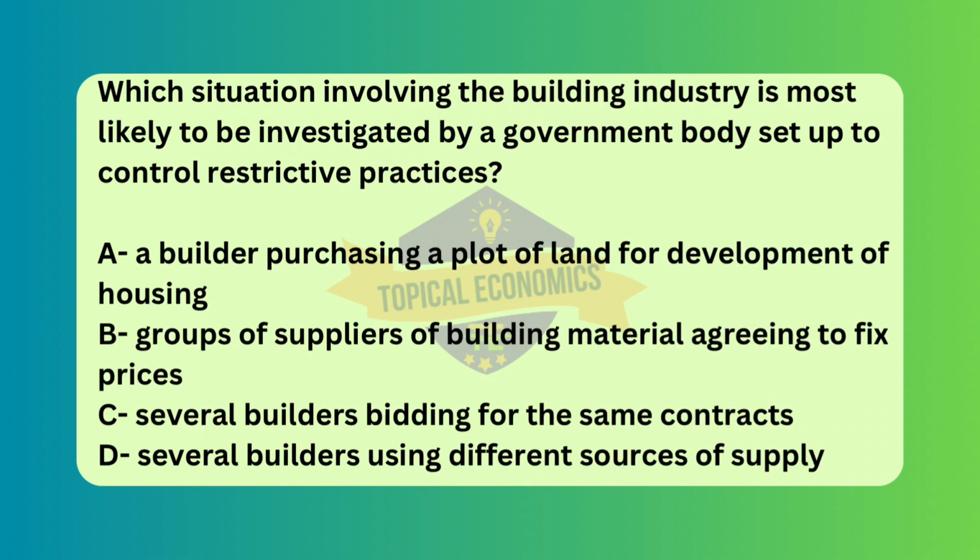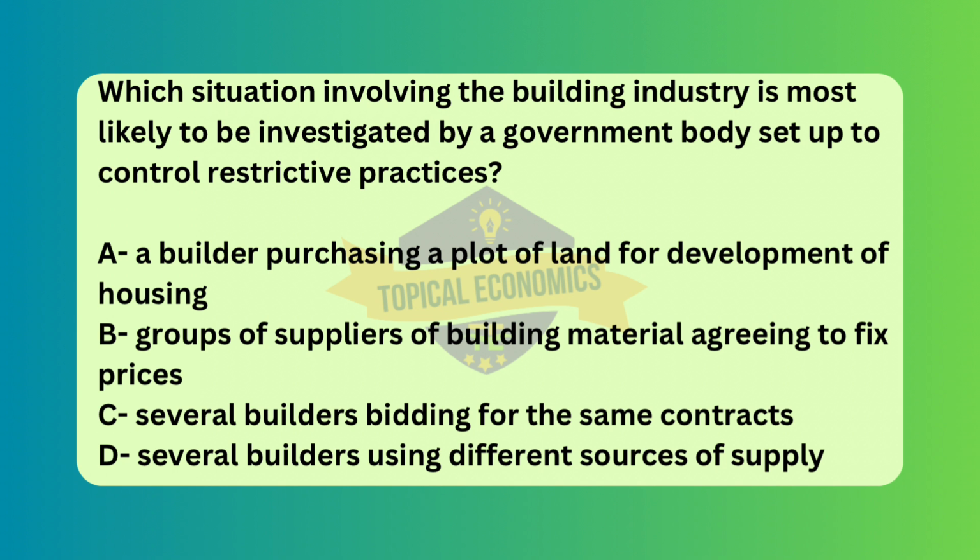Moving to 16th question. Which situation involving the building industry is most likely to be investigated by a government body set up to control restrictive practices? A. A builder purchasing a plot of land for development of housing. B. Groups of suppliers of building material agreeing to fix prices. C. Several builders bidding for the same contracts. D. Several builders using different sources of supply. The correct answer for this question is option B.